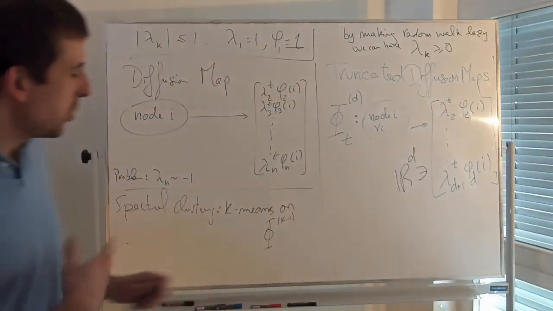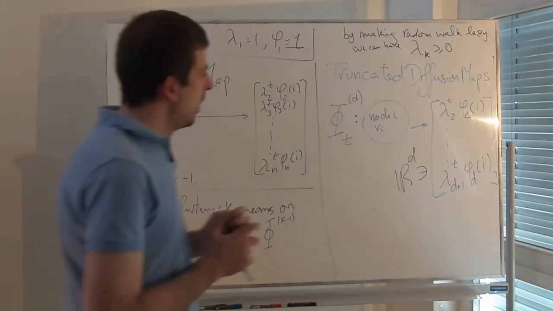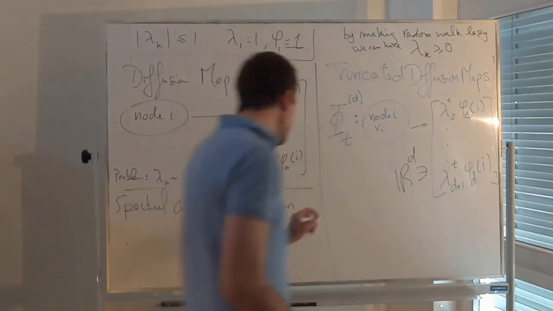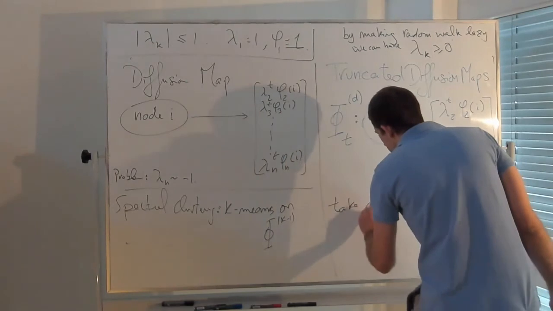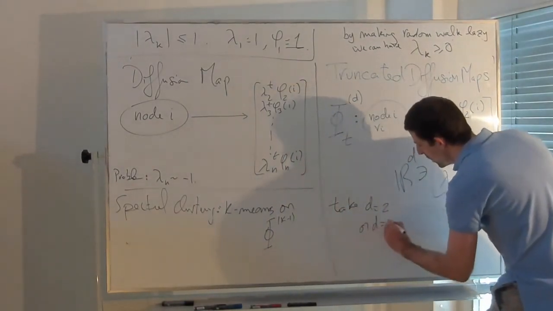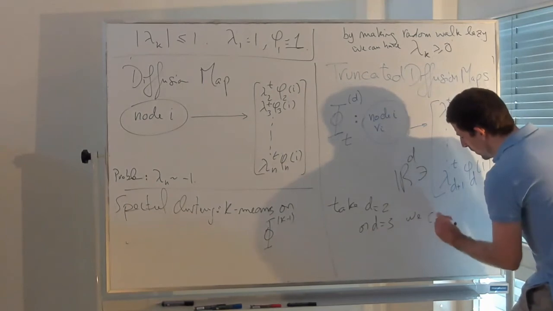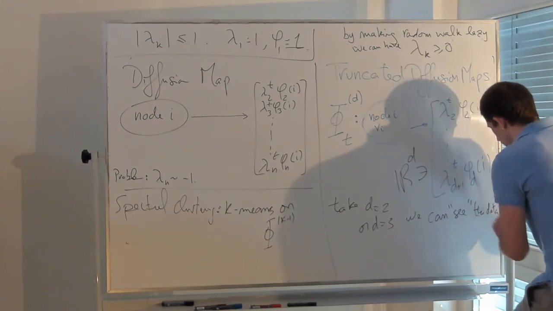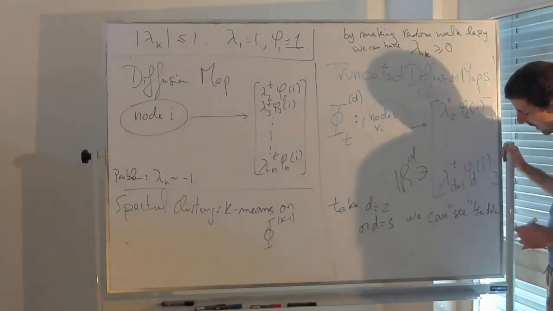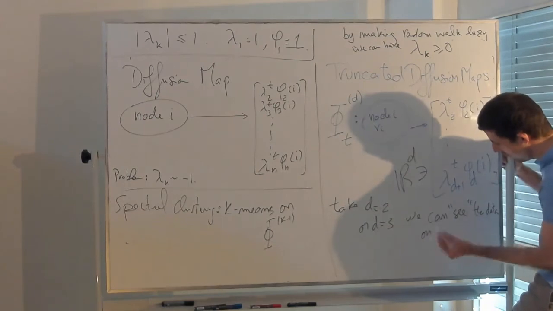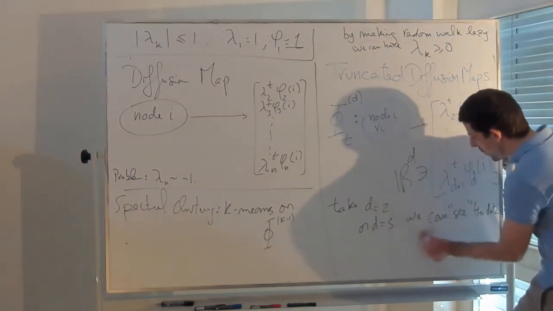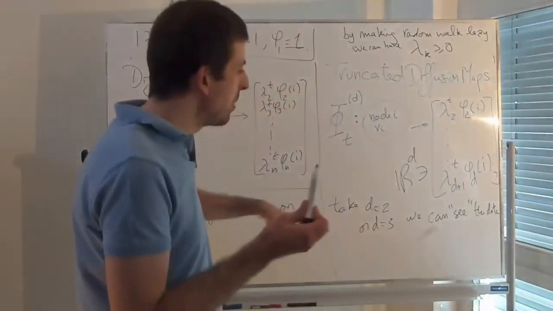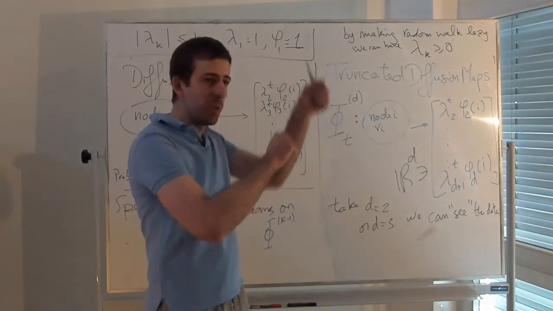But what we'll see in the second part is that this not only allows you to cluster, it will actually allow you to visualize the data. Because if you take, say, d equals 2 or d equals 3, we can visualize. We can see the data on a computer screen, and that is exactly what I'm going to do now. In 2 dimensions, or in 3, you can see it on the computer screen and move it around.